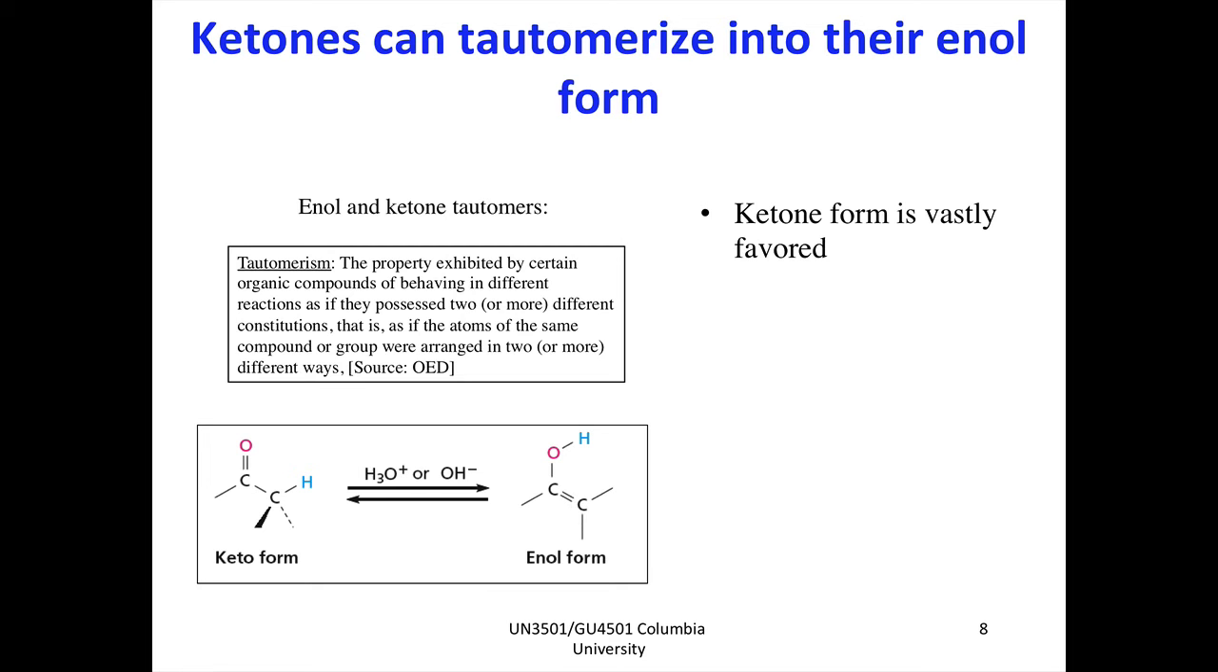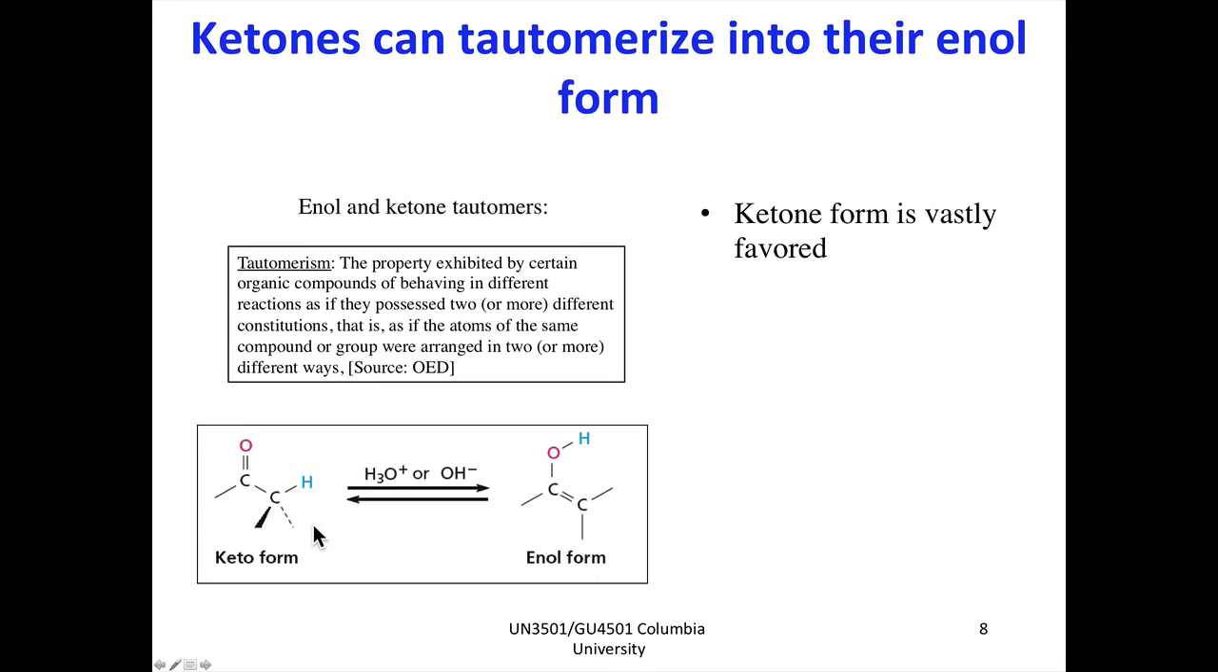That's an example of tautomerism, which is defined by the Oxford English Dictionary. I always like to use the Oxford English Dictionary. It's the definitive source or reference of the English language, as they say. Tautomerism they define as being the property exhibited by some organic compounds of behaving in different reactions as if they possess two or more different constitutions. That is, as if the atoms of the same compound were arranged in two or more different ways.